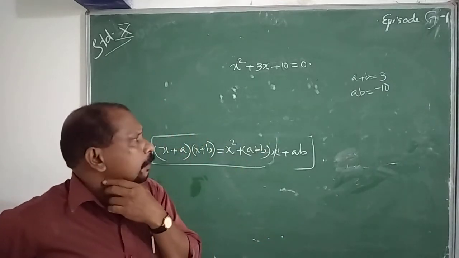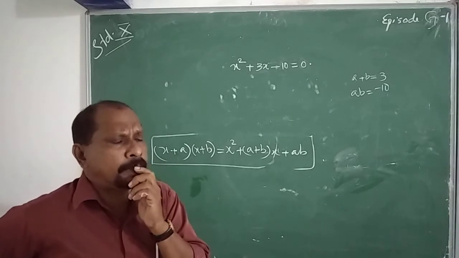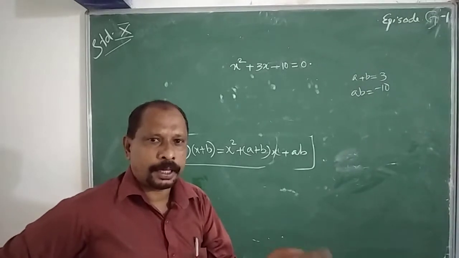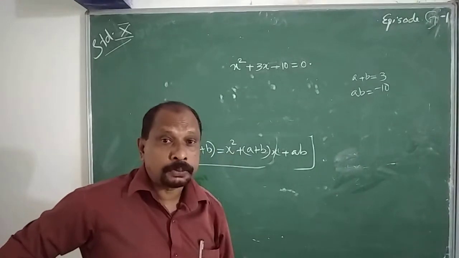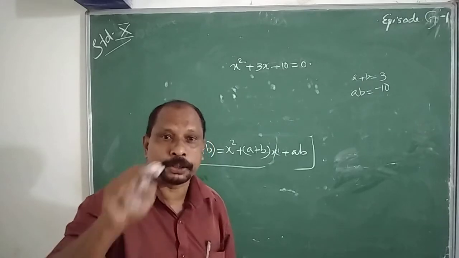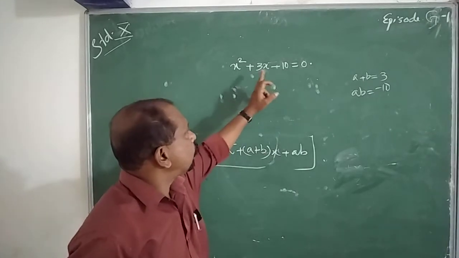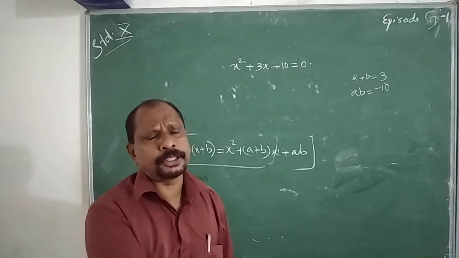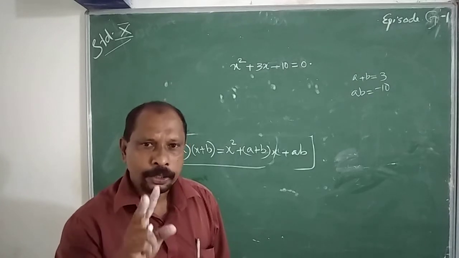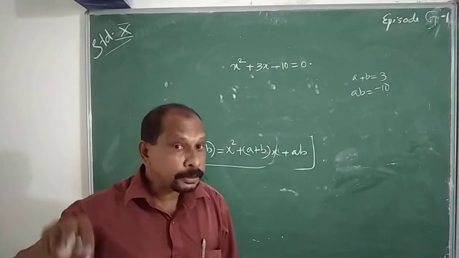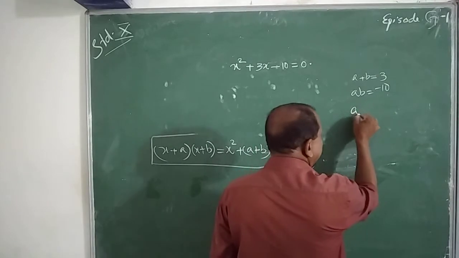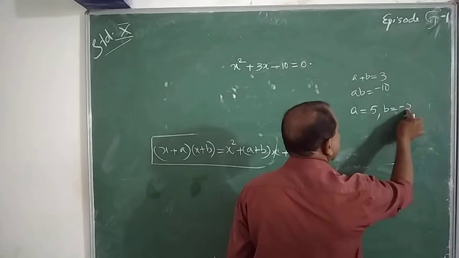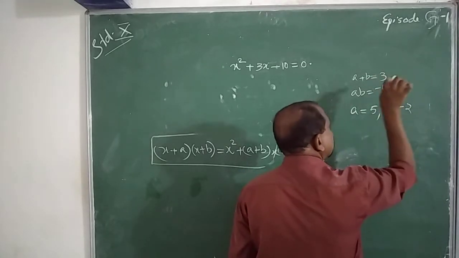The product is negative, the sum is positive. Plus into minus is minus. Therefore, the product is negative, so one is positive and the other is negative. The sum is positive, which means the highest number is positive. Therefore, 2 into 5 is 10, and 5 minus 2 is 3. Therefore, one is 5, the other is minus 2. That means a is equal to 5, b is equal to minus 2. 5 minus 2 is 3, and 5 into minus 2 is minus 10.